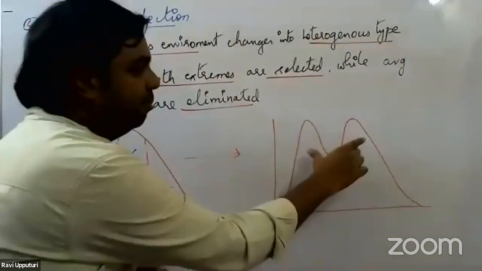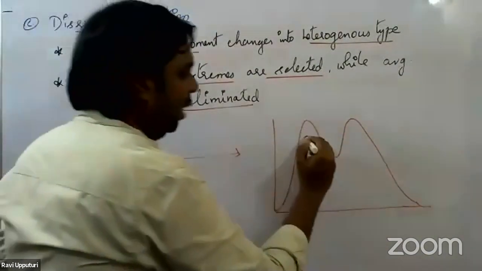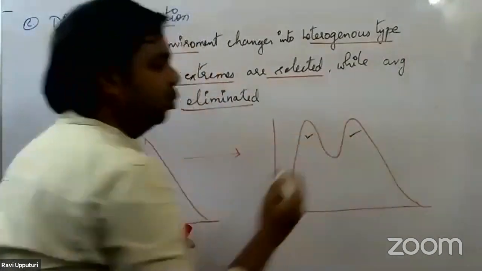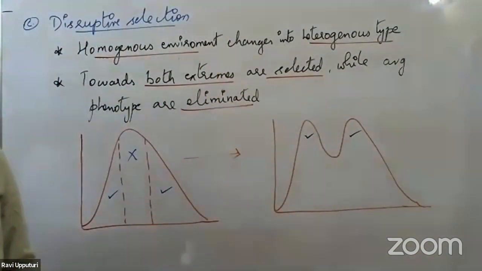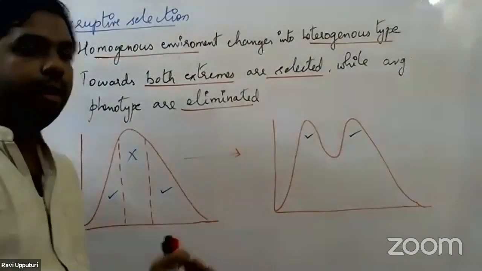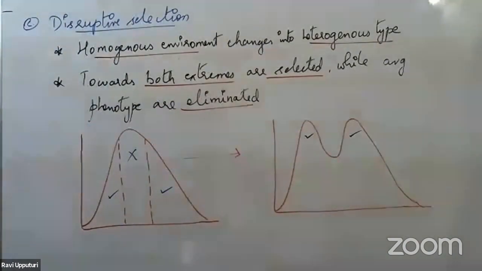Now, these two would become reproductively isolated, as a result of which this would become one population, one species, and this would become another species, right? So that's how they say different species have evolved. So quickly going through this disruptive selection once again, what is this disruptive selection all about?